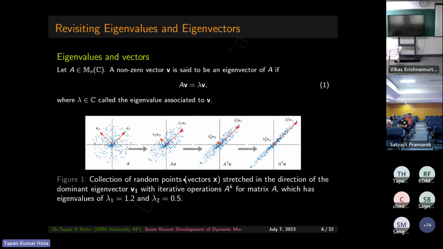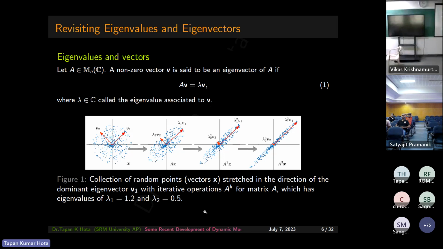Now let's come back to a little bit of linear algebra, for a further understanding of dynamic mode decomposition, or the higher version of this, exactly the eigenmode decomposition. Suppose you have an n cross n matrix A having complex coefficients. A non-zero vector v is called an eigenvector if it satisfies this equation 1. Lambda is called the eigenvalue. It can be complex.